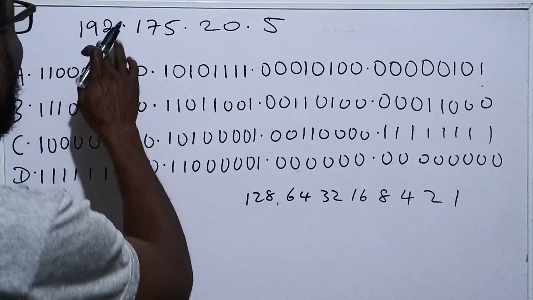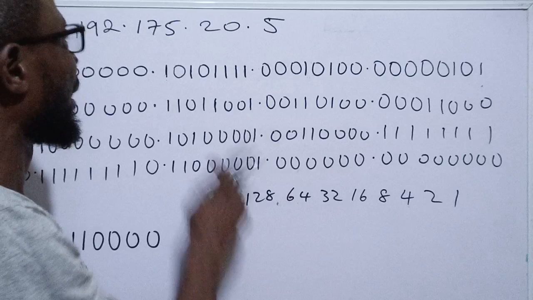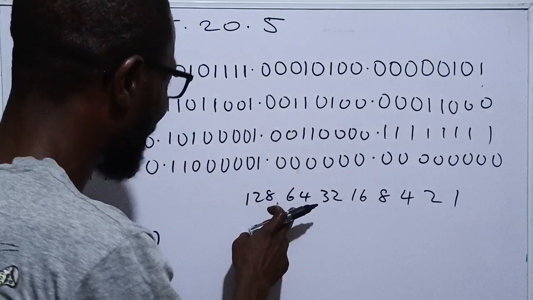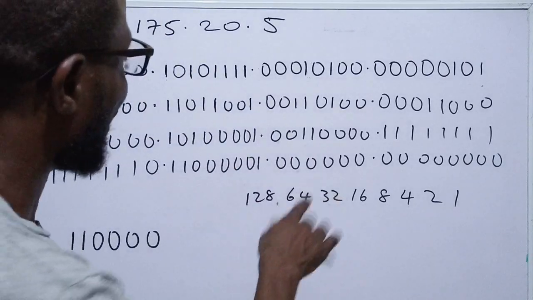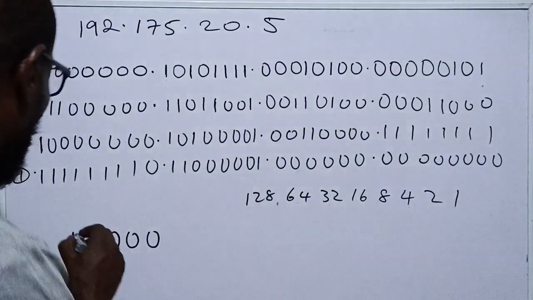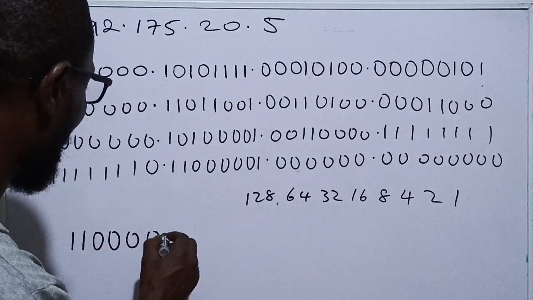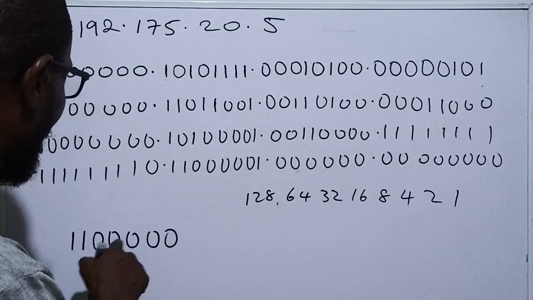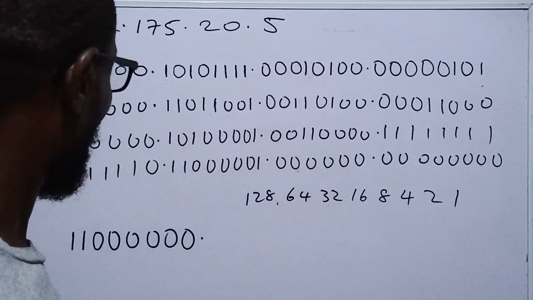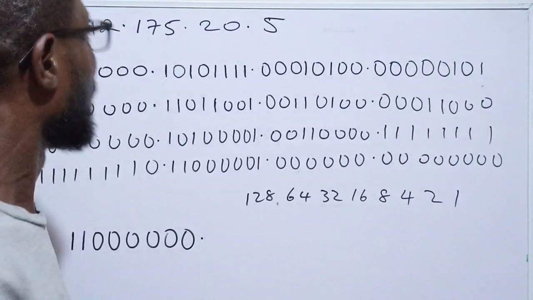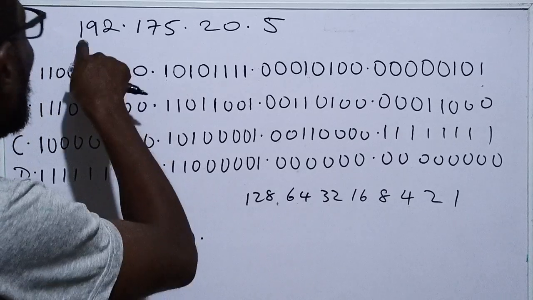The others are 0. Because if you subtract 128 from 192, you have a remainder of 64, you put 1. Then can that remainder 64 subtract this 64? Of course, yes, you put 1, and there is nothing left to subtract again, so I put the remaining ones as 0. 1, 2, 3, 4, 5, 6, 7, 8. Then put a dot. This is the binary representation of 192.